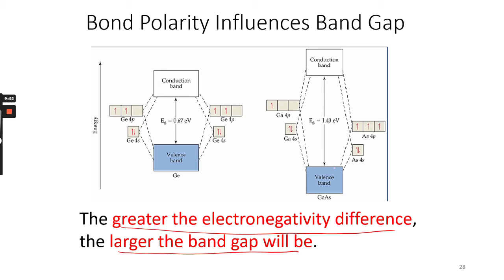Because think about it, as you increase polarity, you go from being a nonpolar covalent to a polar covalent. And then if you continue to increase polarity, what do you become? You become an ionic compound, right? And ionic compounds are most of your insulators.